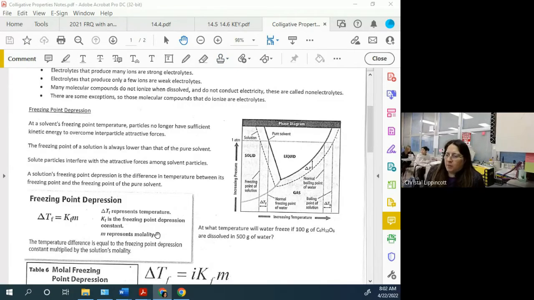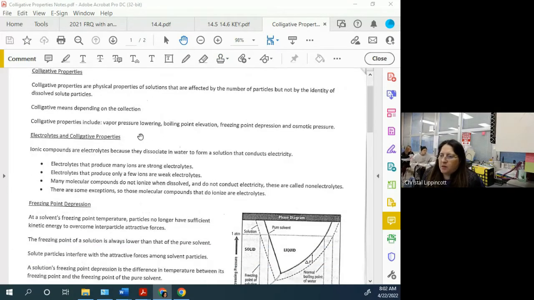Okay, so colligative properties. Colligative properties are properties of solutions that get affected by particles, and not the identity of what those are. It's just the fact that there's particles there, okay? Colligative means that it's a collection, and these things include vapor pressure lowering, which we're going to talk about what vapor pressure is again, because we talked about that, but I don't know necessarily if you remember that from the IMF section. Boiling point elevation.